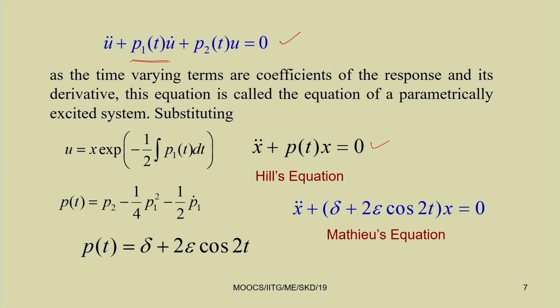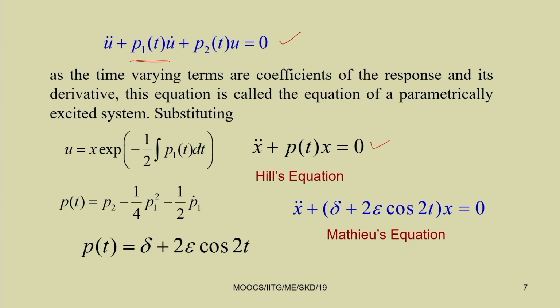If you take p(t) equal to delta plus 2 epsilon cos 2t, then this equation can be written as x double dot plus delta x plus 2 epsilon cos 2t x equal to 0. This equation is known as Mathieu equation.